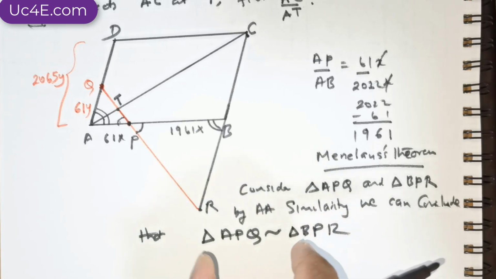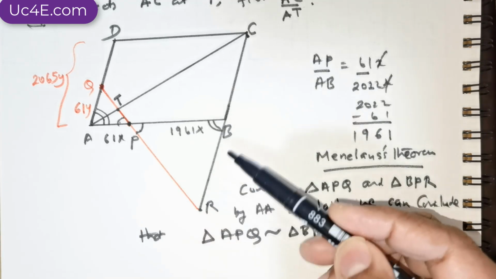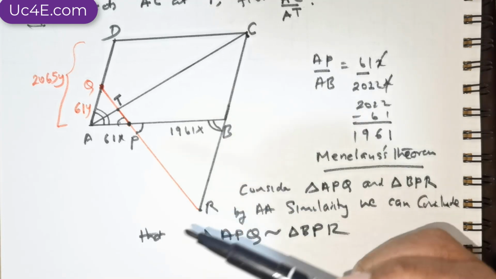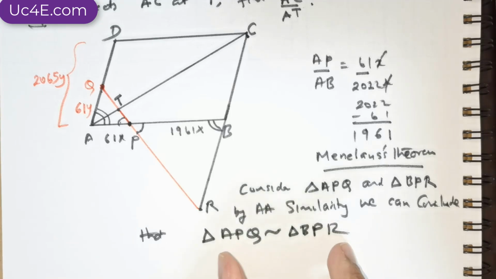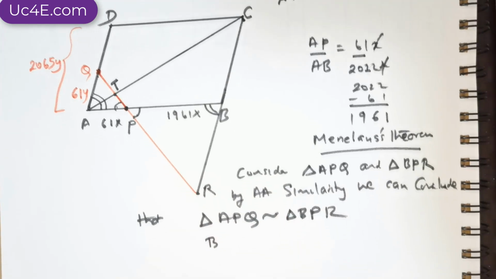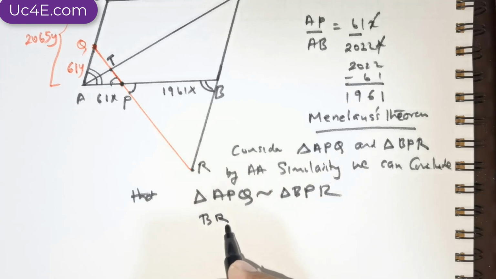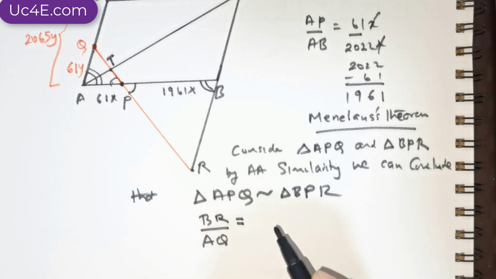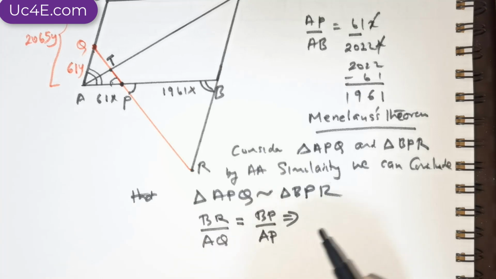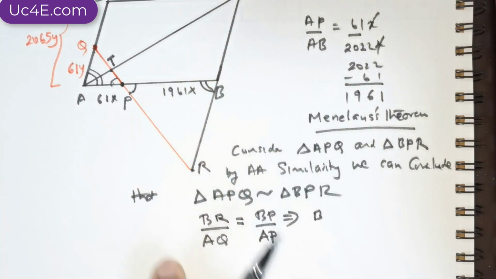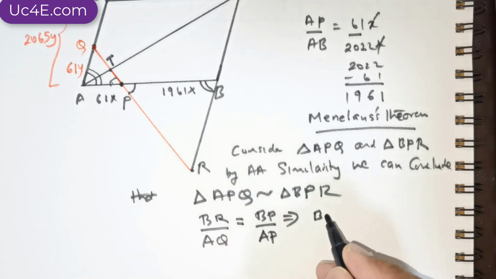Now because of this fact that they are similar, I can actually obtain the value for BR. So I can get an equation from this. So what is the equation I can get? I can state the following equation. Because the triangles are similar, I can state BR over AQ is equal to BP divided by AP. Now this can be rewritten as, because I'm interested in BR, that's the reason I'm obtaining this equation.